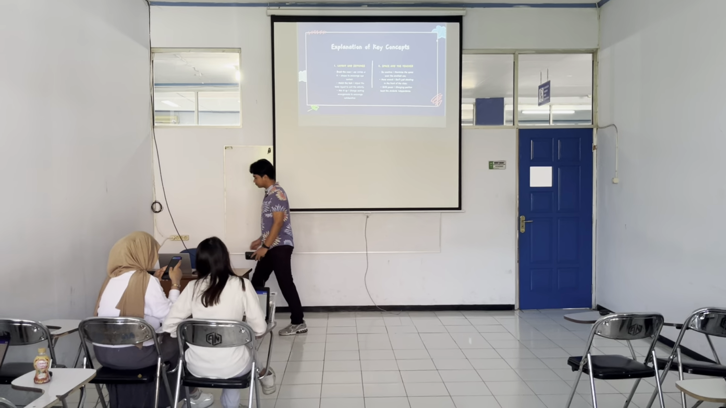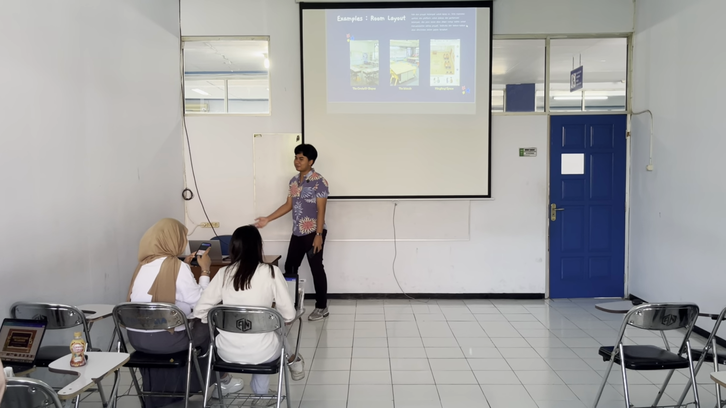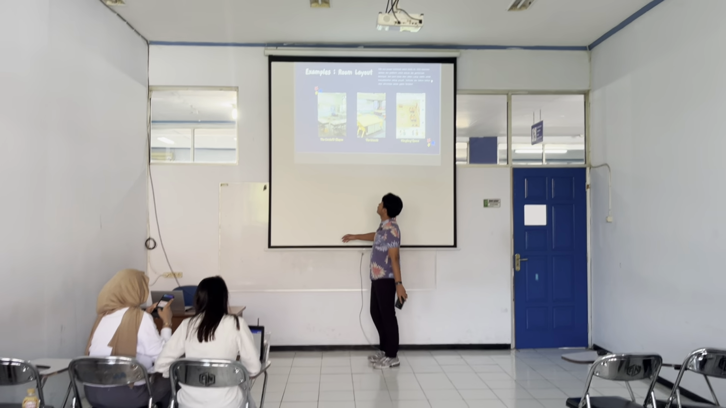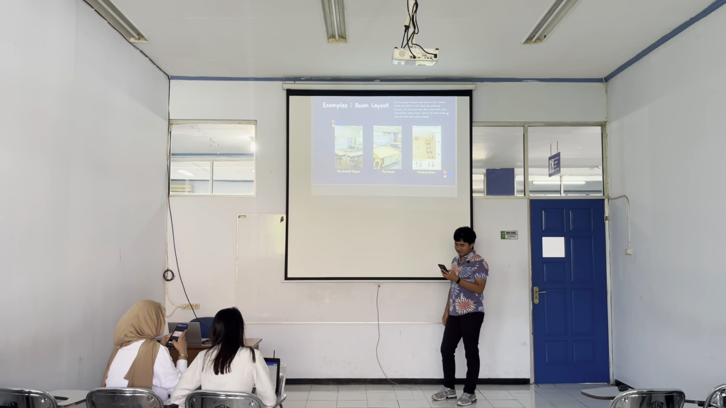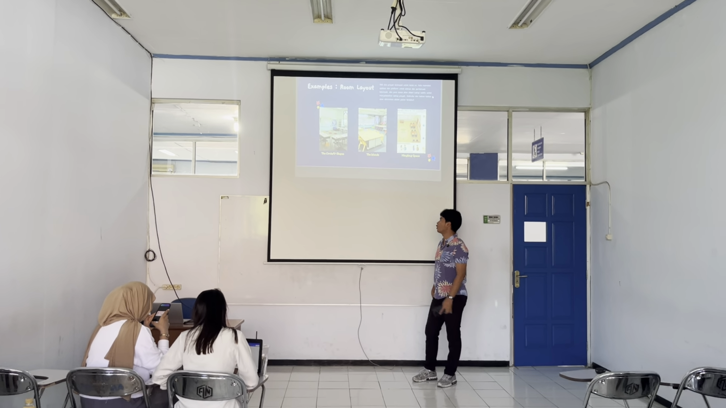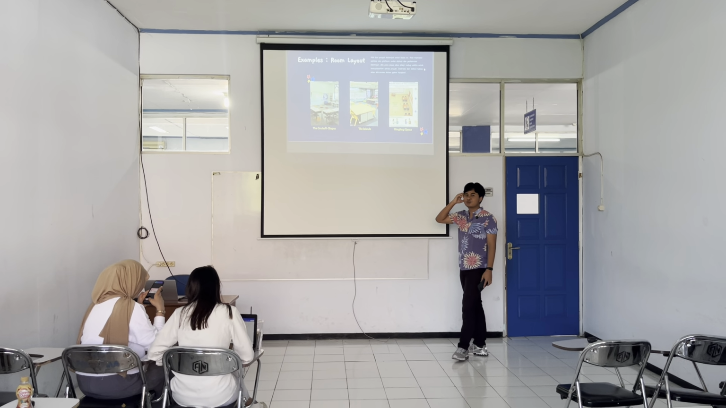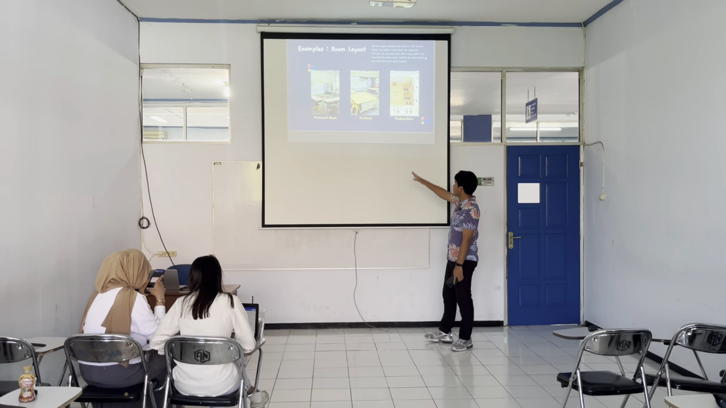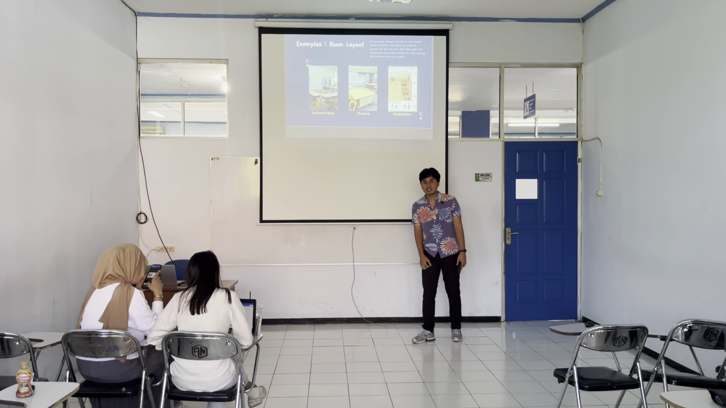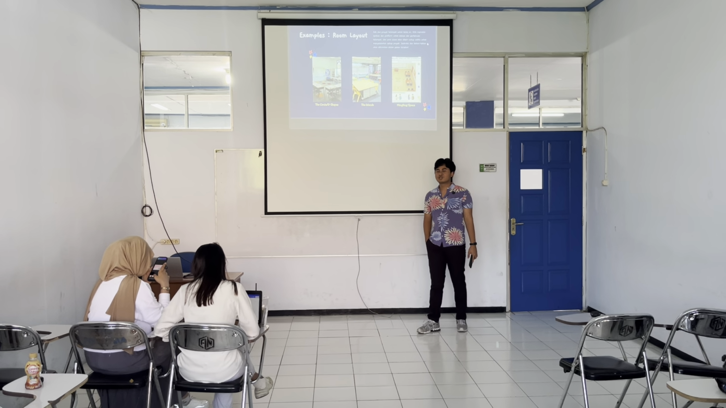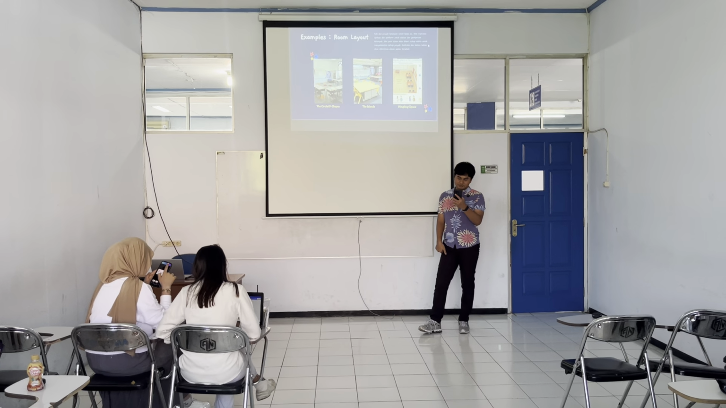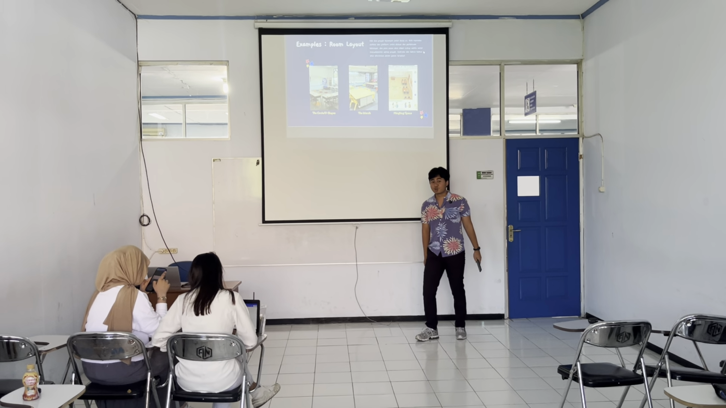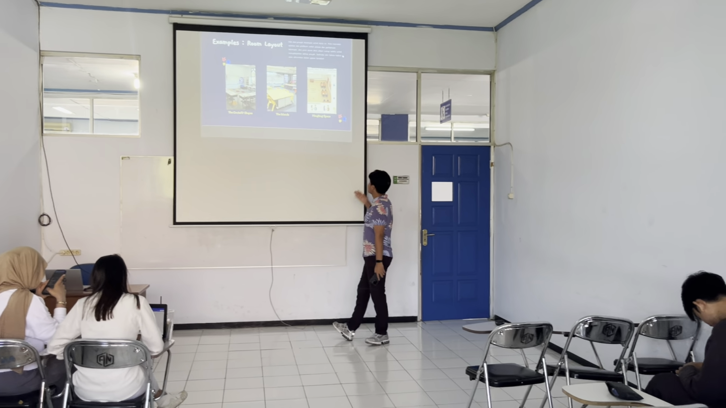Now, take a look at these examples of room layouts. The first one is the circle or U-shaped layout. This layout is used for group discussions. The next is the islands layout. This layout is used when the class has group work. And the last is the mingling space.